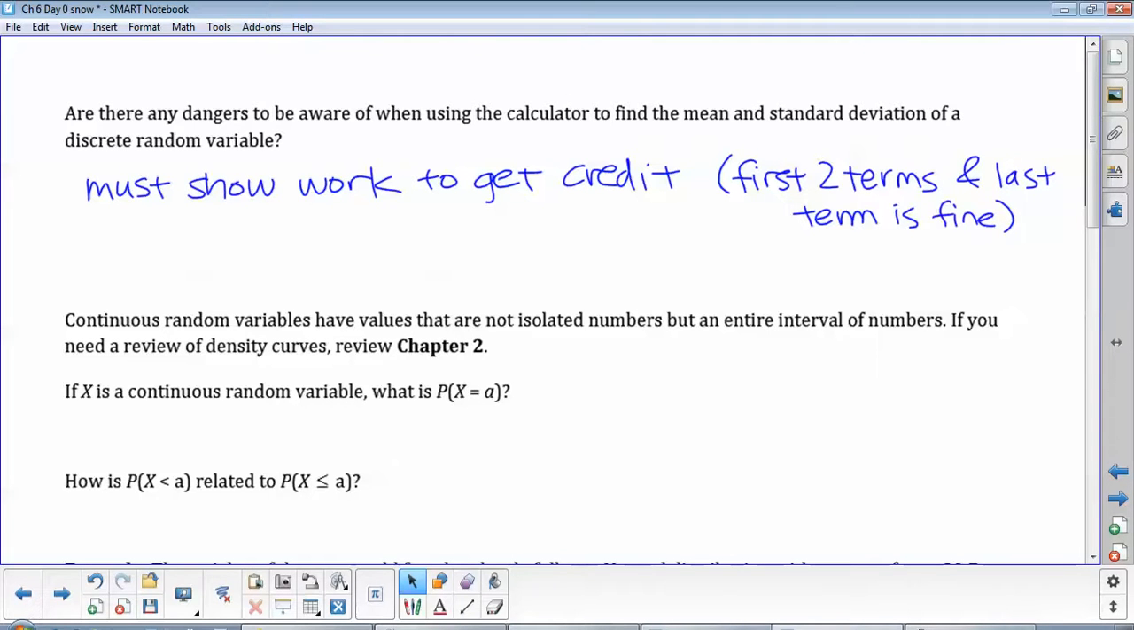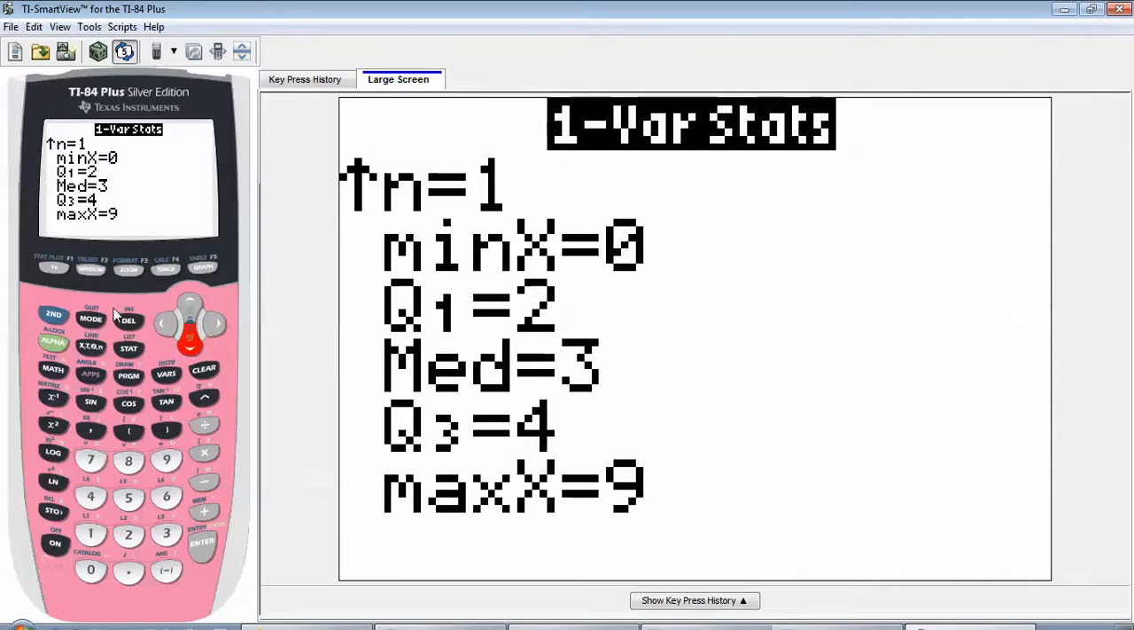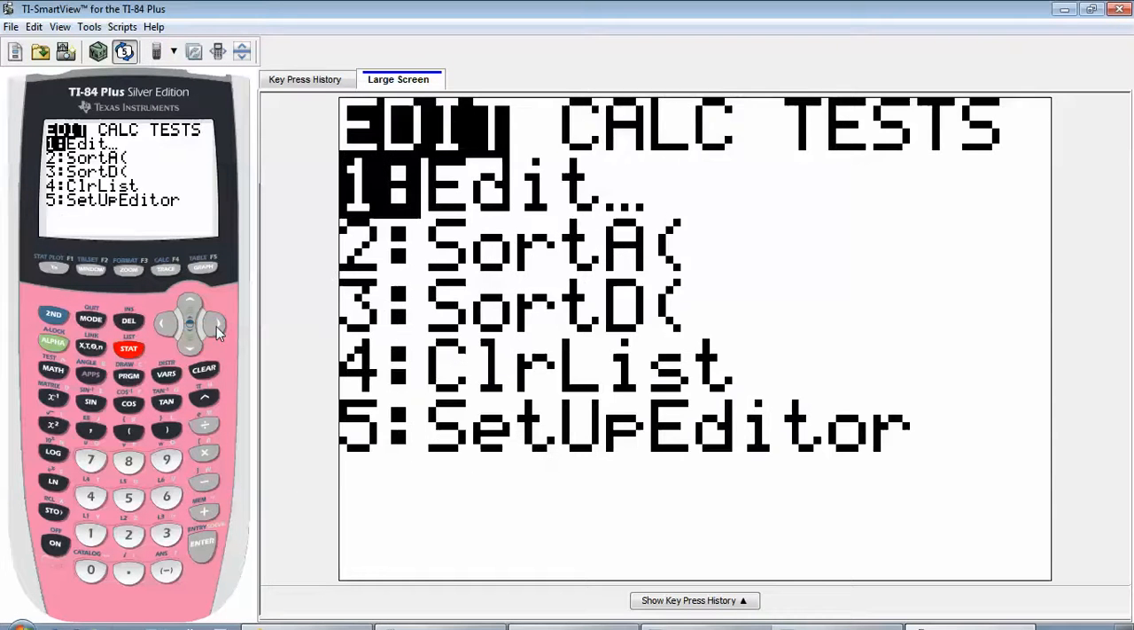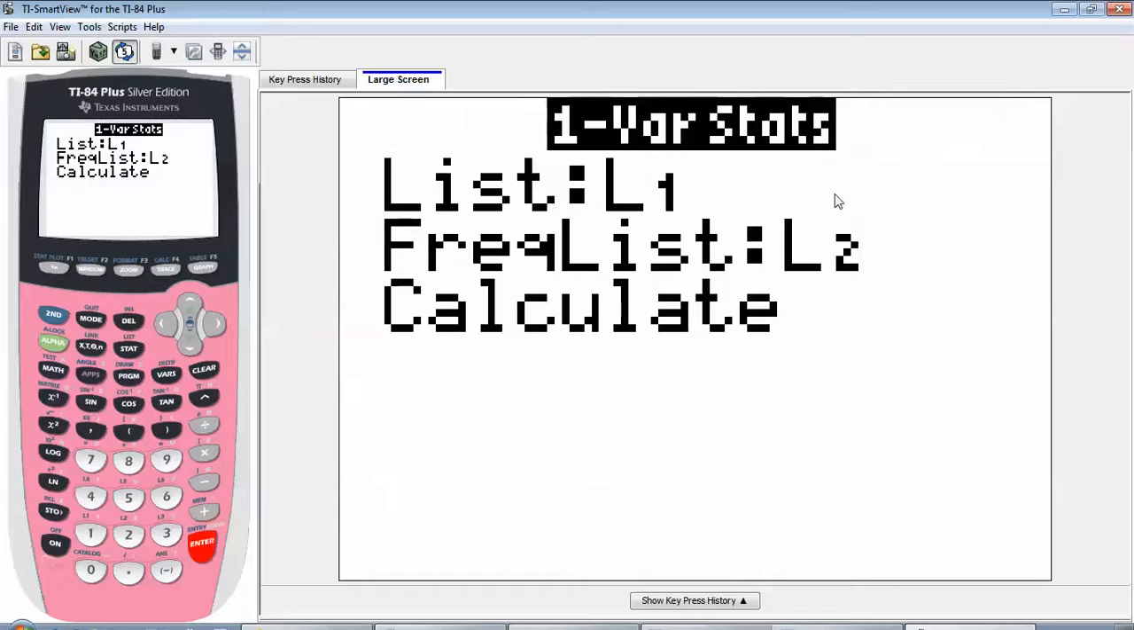Second of all, don't forget when you do this, you had to put in L2 here. Now, if you're using an 83, it's fine. But if you're using an 84, the next time you go to do one variable statistics, it'll default to whatever your last setting was. And now if you have a different list and you're not using a frequency list, you're going to want to clear that out. So either clear it out or change it back to 1. Again, if you're doing an 83, you don't have to worry about it so much.